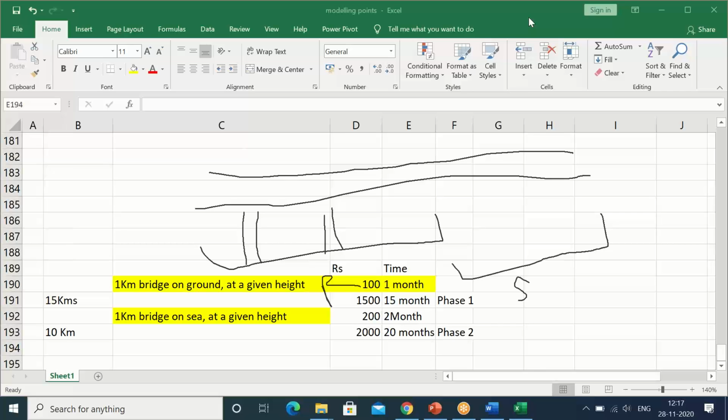This is a continuation of what we discussed in the last class: if I'm constructing a 1 kilometer bridge on the ground, vis-a-vis constructing a 1 kilometer bridge on the sea, the construction of the bridge on the sea will be more costly and time taking. That's why you will see in phase 2, which is construction on the sea or the water, for this 1 kilometer, it's a more expensive and time taking activity.